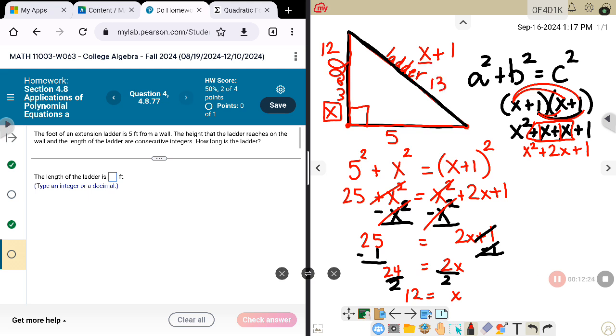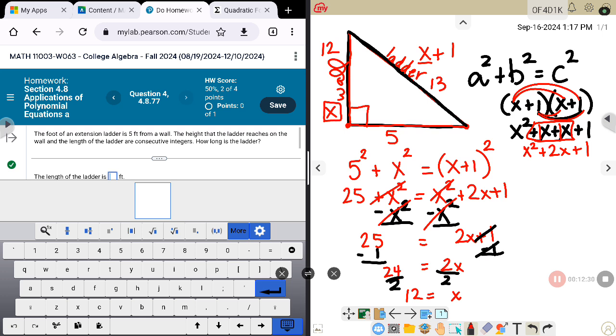which gives me 13. Be careful when you are working this problem, because the only thing it wants to know is the length of the ladder. It doesn't want to know what x is. It wants to know the length of the ladder, which is that side, which would be 13.